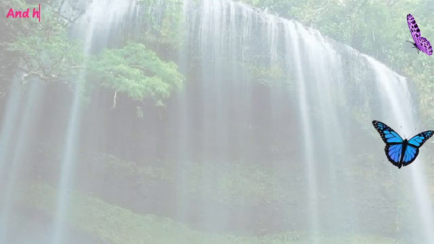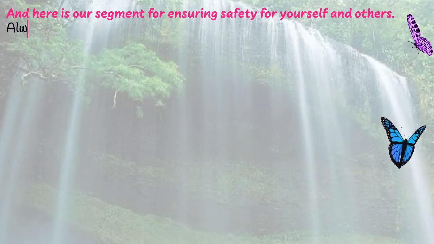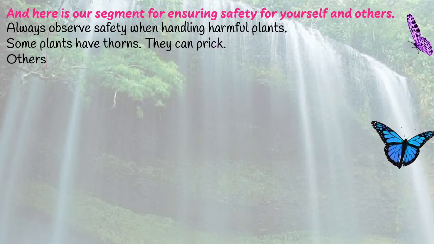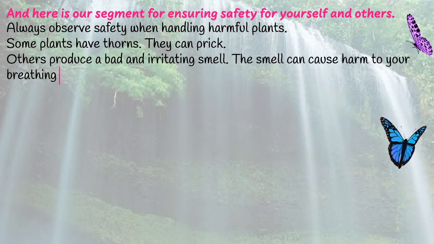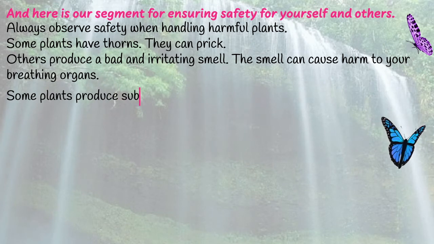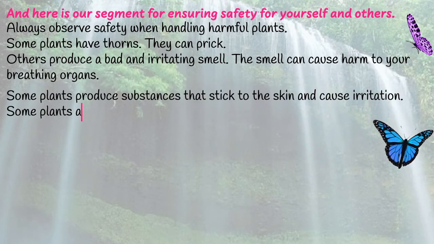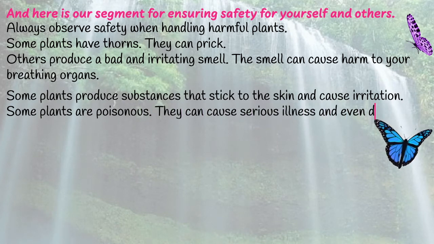And here is our segment for ensuring safety for yourself and others. Always observe safety when handling harmful plants. Some plants have thorns. They can prick. Others produce a bad and irritating smell. The smell can cause harm to your breathing organs. Some plants produce substances that stick to the skin and cause irritation. Some plants are poisonous. They can cause serious illness and even death.